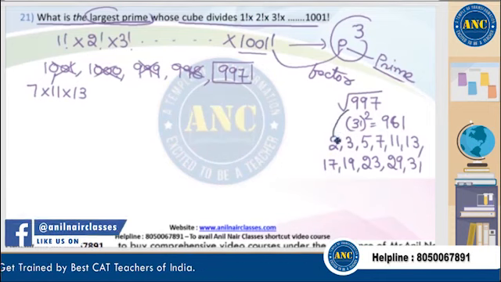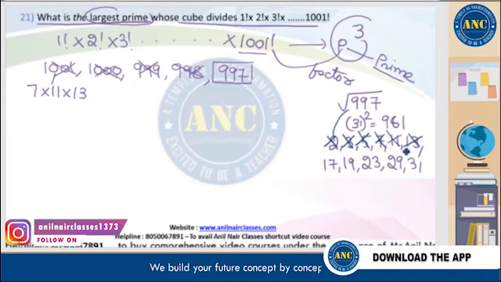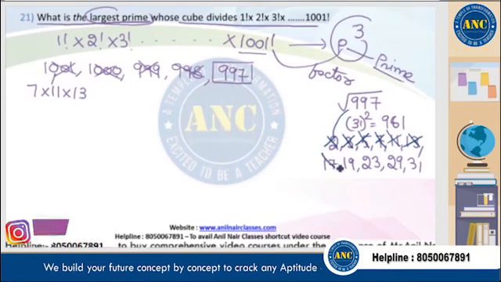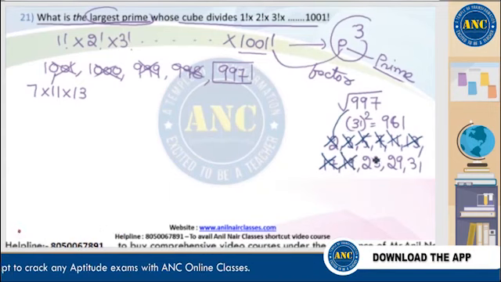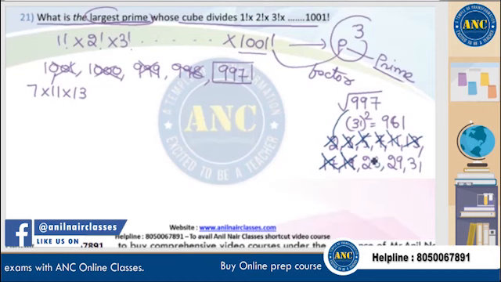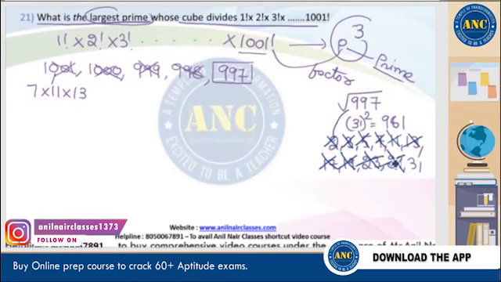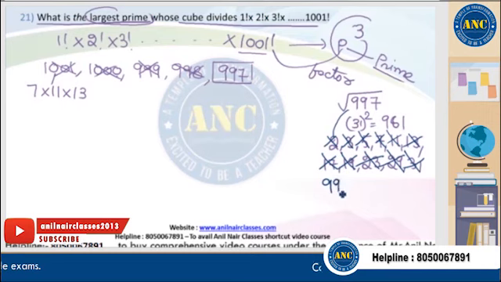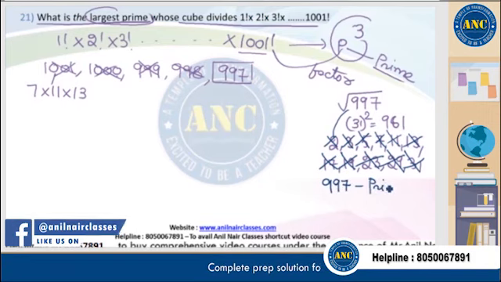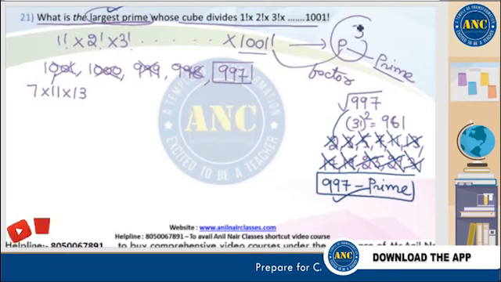997 is not divisible by 2, 3 not possible, 5 not possible, 7 not possible, 17 5s are 85, 147 not possible, 19 5s are 95, 47 not possible, 23 4s are 92, 77 not possible, 29 3s are 87, 127 not possible, 31 3s are 93, 67 not possible. None of them. That means 997 is a prime number. Okay, good. We first understood what is the largest prime number: 997 is a prime number whose cube divides.